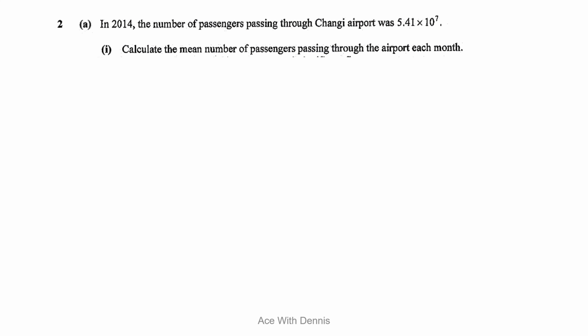Question 2. A. In 2014, the number of passengers passing through Changi Airport was 5.41 times 10 to the power 7. Part 1. Calculate the mean number of passengers passing through the airport each month. Give your answer in millions correct to 3 significant figures. 2 marks. Okay, so we need to calculate the mean, which means the average. So the mean will be the number of passengers in 2014, which is 5.41 times 10 to the power 7, divided by 12, because we have 12 months a year.